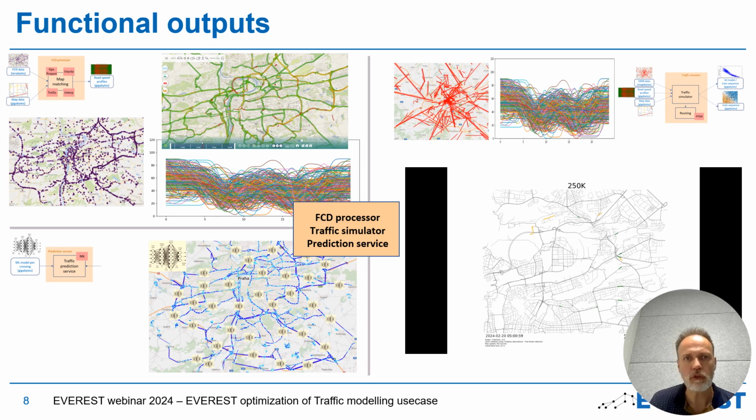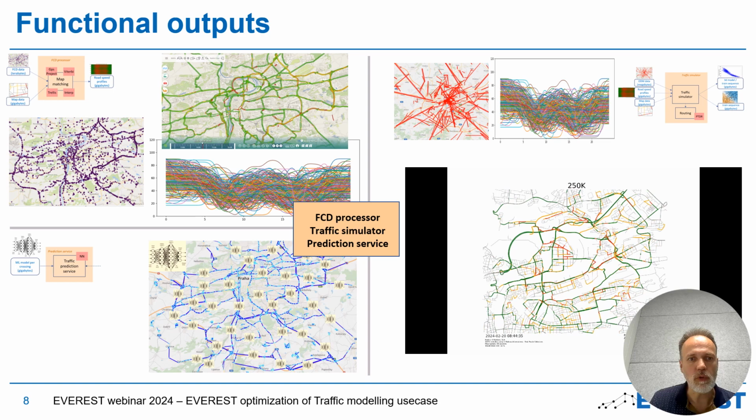Let me visualize the functionality of the 3 computations through outputs. First, there is this FCD processor, which generates traffic view and the speed profiles. Here, the speed profiles are shown on 24 hours a day scale for many roads. And as you might recognize, there is this pattern that the speed decreases at peak hours, that is 8 in the morning and 4 p.m. afternoon.